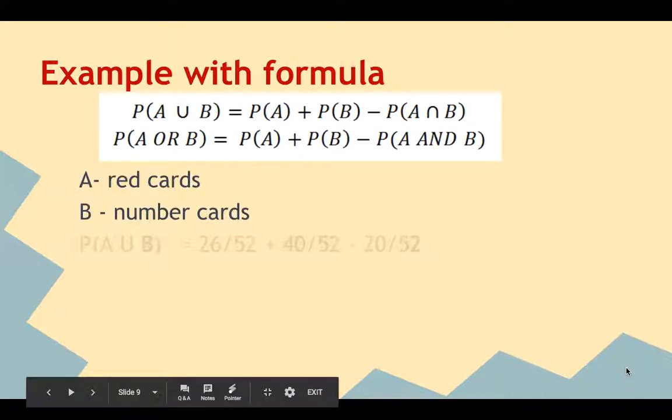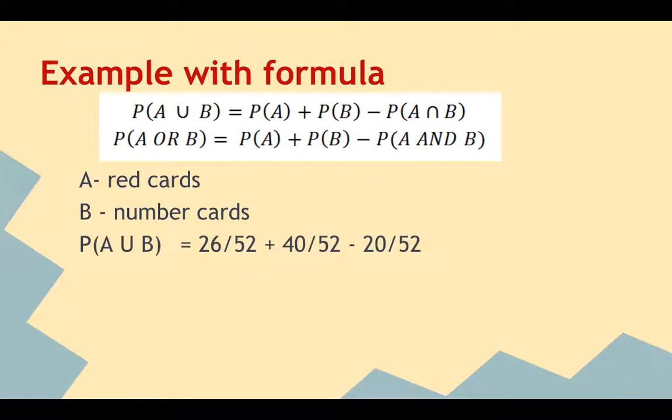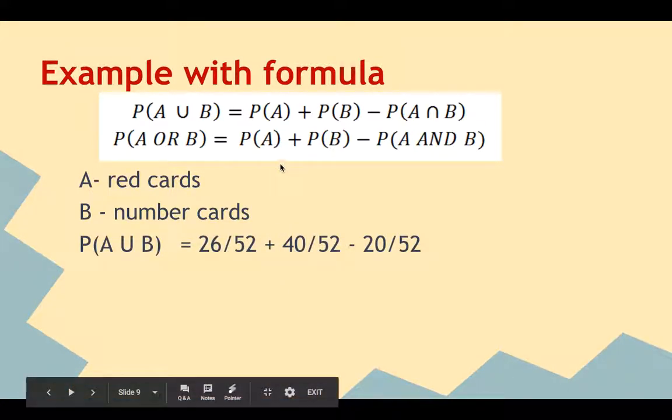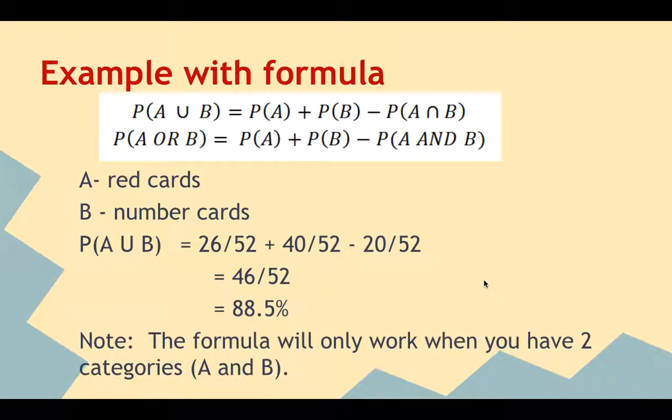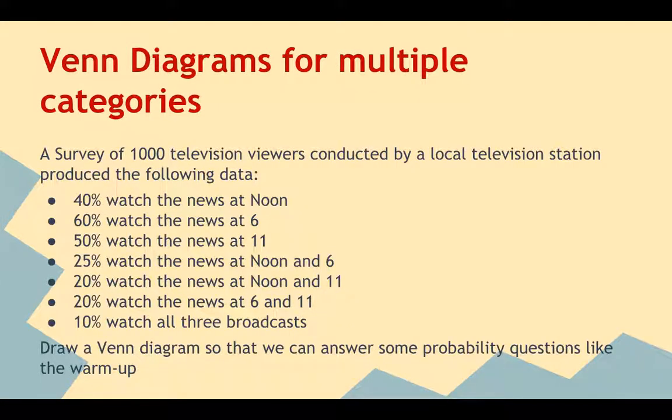Example with the formula, if you wanted to do A union B, you could say probability of A, which is 26, probability of B, which is 40. Now you're up to like 66 out of 52. So you've got to subtract that intersection of 20 out of 52. Okay. And the formula only works when you have 2 categories. If you had 3, like the baseball, soccer, football question, it gets more complicated. There is a formula, but we would just avoid it.